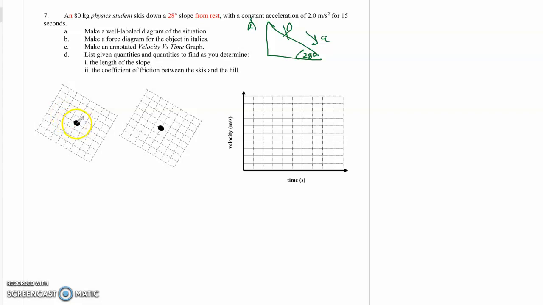Okay, so what I know is there's a force normal on skier by surface. There's FG on skier by Earth. Is there a coefficient of friction? Yeah, so they're talking about coefficient of friction, so we know there must be some friction on skier by surface also.